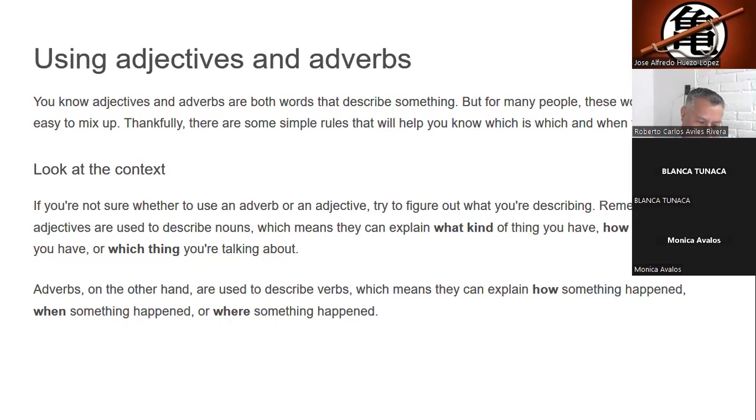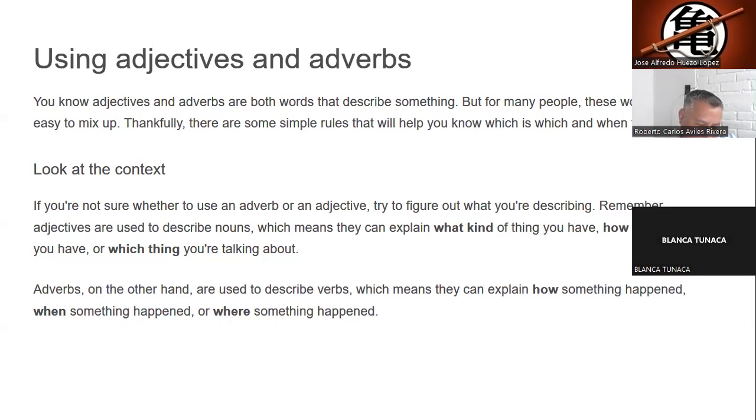So remember, adjectives are used to describe nouns. So this is very important. Adjectives describe nouns, which means they can explain what kind of thing you have, how many things you have, or which thing you're talking about. For example, when I say that is a beautiful car, beautiful is an adjective because it's describing the noun.